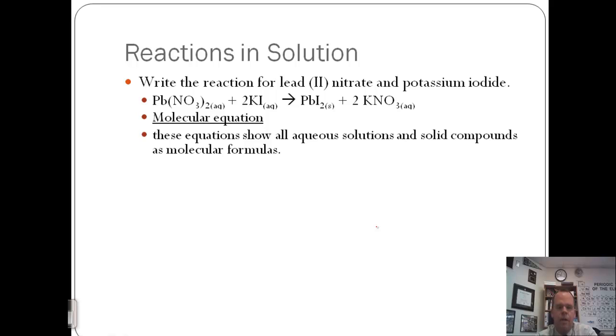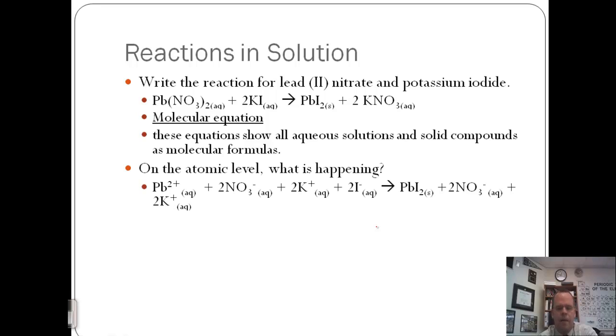We know that those aqueous compounds dissociate. So we have another type of reaction that we commonly write. In this case, we're looking at what's happening on an atomic level. We know that all of those aqueous compounds are separating into their individual ions. So we get lead 2+, 2 of the NO3- ions, since there were 2 nitrates bonded to lead, 2 potassium ions, 2 iodide ions in the reactants.